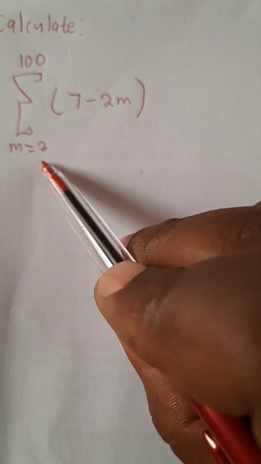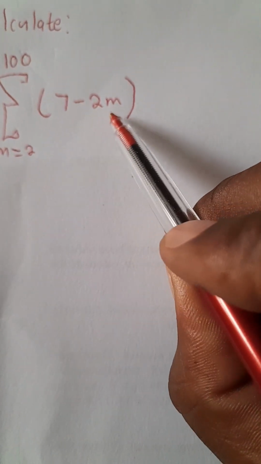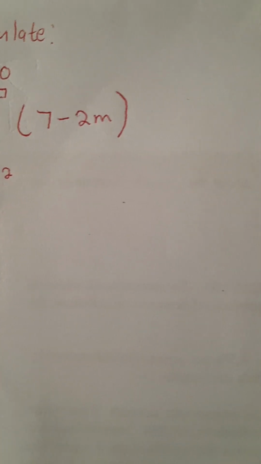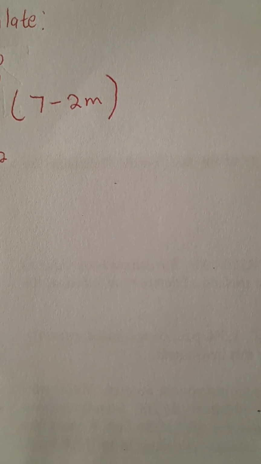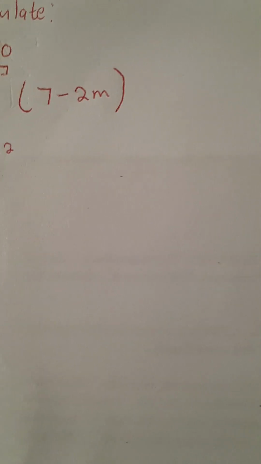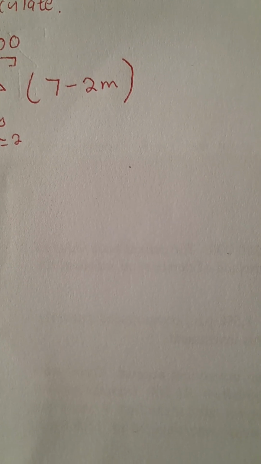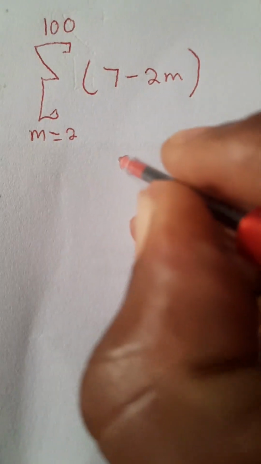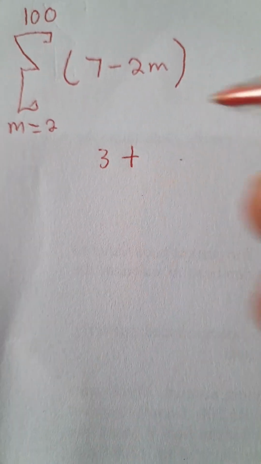First, you take this starting point and plug it in where there is m. Where there is m, we shall put 2. So in other words, we are going to say 7 minus 2, open the bracket, and replace m with 2. We know that 2 times 2 will be 4, and 7 minus 4 will be 3. That's the first term. The first term is 3.